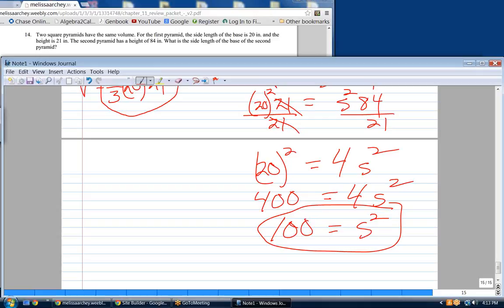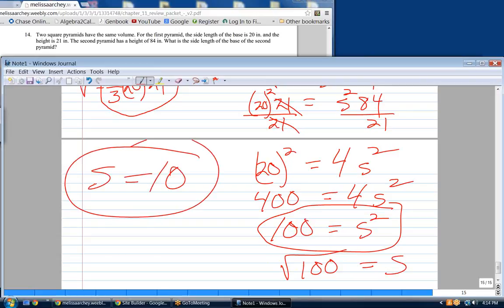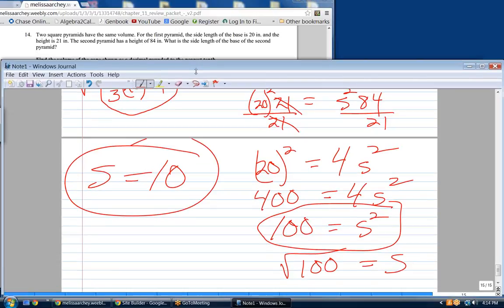Well, you want to get s by itself. How do you get s by itself? The square root of 100. It's not 100 squared. There's a big difference. It's the square root of both sides. So s is equal to 10. That's the first time we had one where we had to solve it by taking the square root. That's why I wanted to do it.